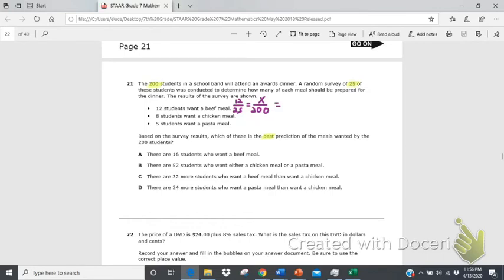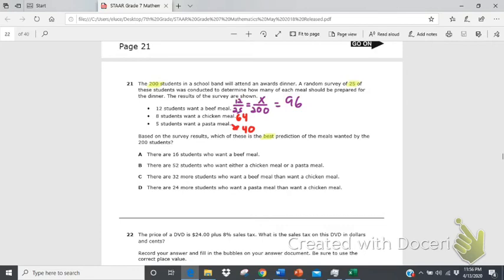So here you establish that 96 of those kiddos would prefer a beef meal. Now you have to do the same thing with the ones who want a chicken and those who want a pasta meal. Which I went ahead and did already right here. So I just basically did the same thing, ladies and gentlemen, up there. So 96 students prefer a beef meal, 64 prefer a chicken meal, and 40 prefer a pasta meal.